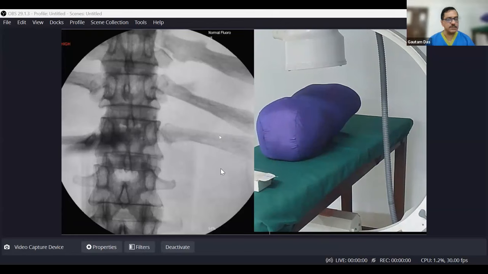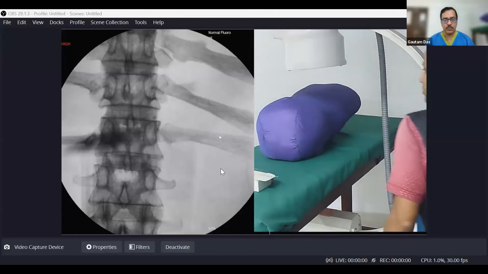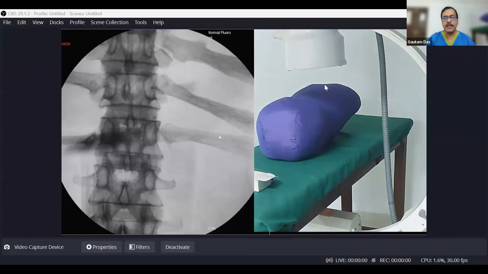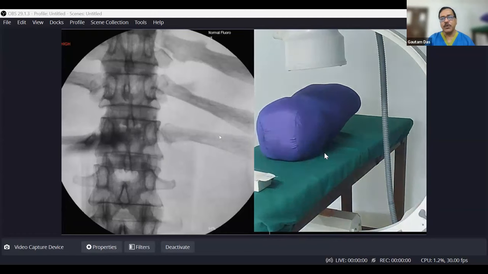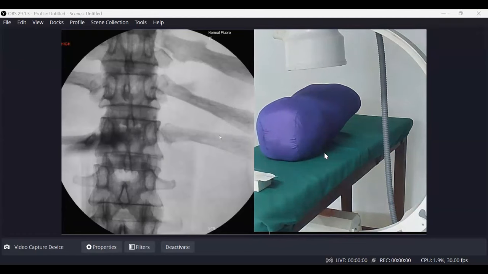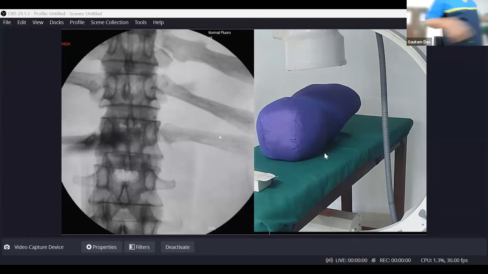Okay, so all of you can see my screen, no? On one side we have the C-arm picture, on the other side is your mannequin. This side of the mannequin is your head, and this side is your leg. It is only the trunk part, the spine part. Those who have not seen this mannequin, this part is your buttock part, this part is your neck and shoulder part. Okay? Everybody can see it? Yes, sir. Okay, just a minute. Give me a few minutes to adjust it.